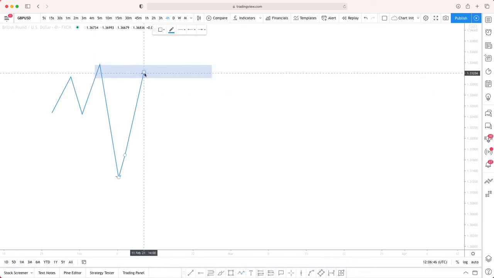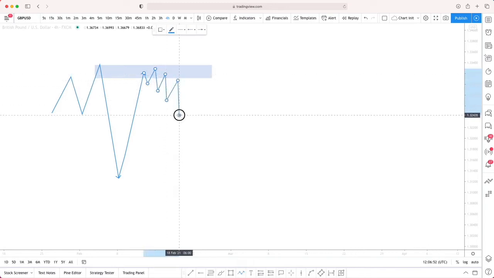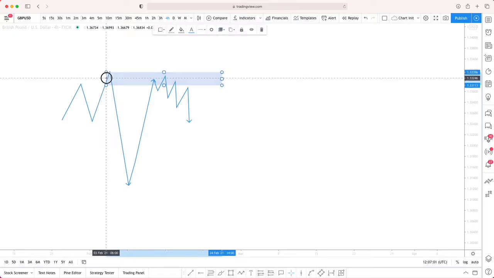We are waiting for this to happen. So essentially we're waiting for a change in structure at the POI, at the OB. The OB becomes a point of interest, so that's why we call it a POI. We wait for price to come to the point of interest, and then we wait for our pattern to form for our structure shift.